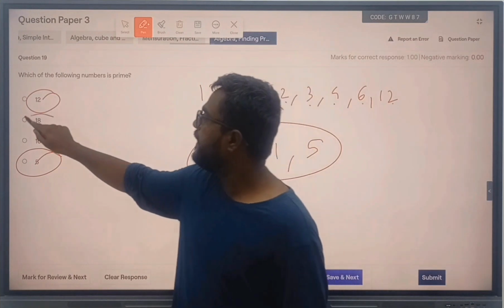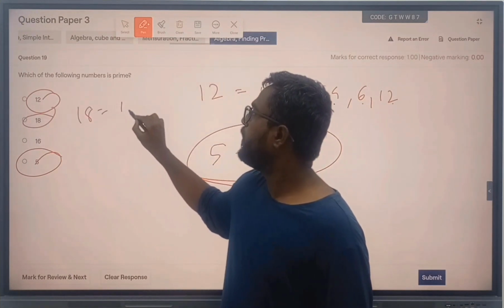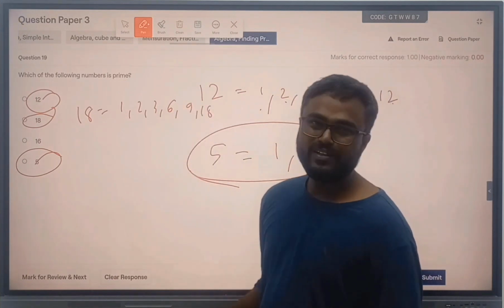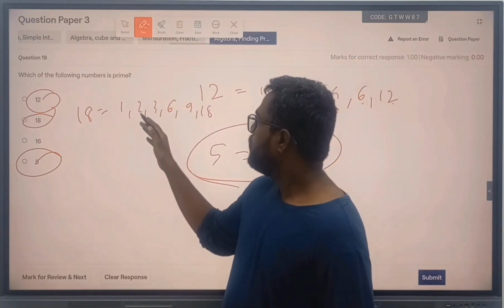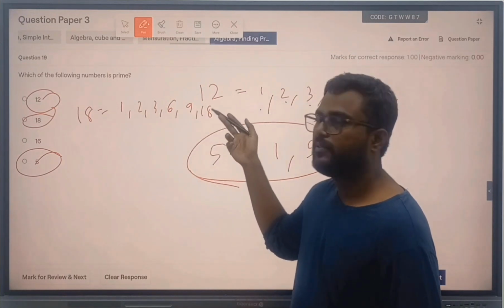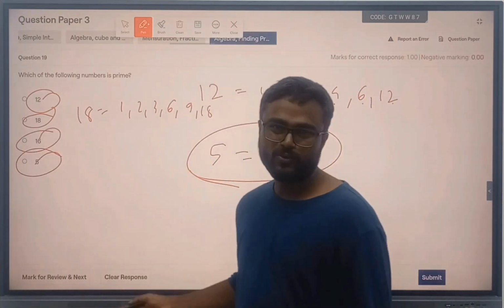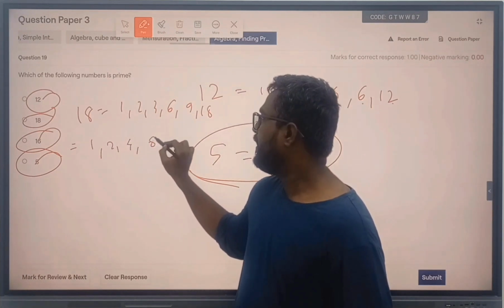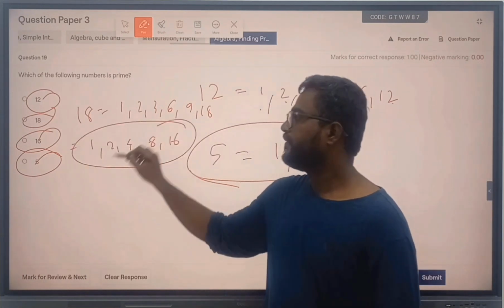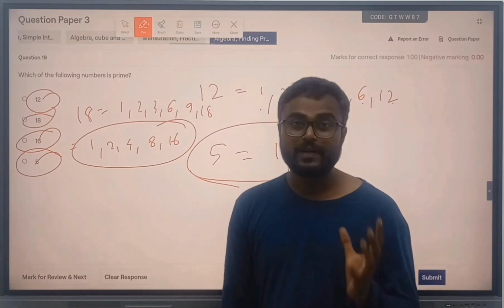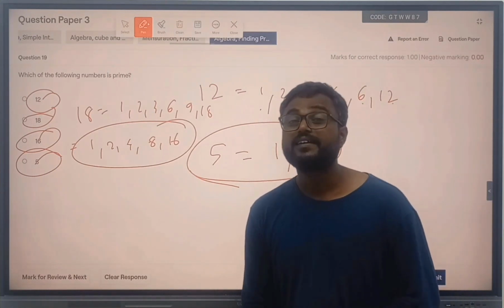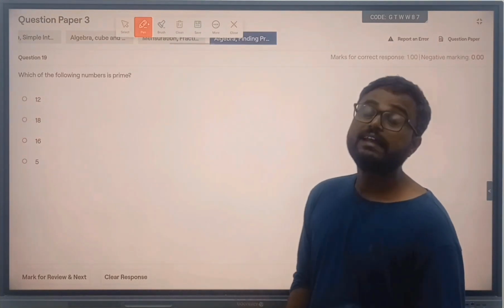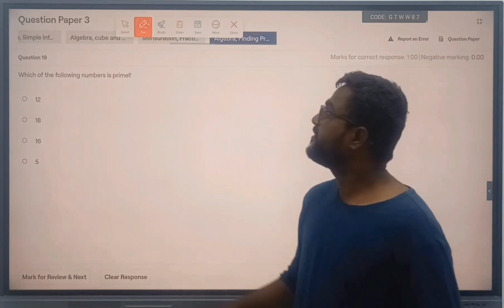If you also observe 18, its factors are 1, 2, 3, 6, 9, and 18. So it has more than 2 factors, so it's a composite number. 16 also has factors like 1, 2, 4, 8, and 16. So see, the basic difference between a prime number and a composite number is the factors of it. Okay. Now, with that understanding, let's move on to the next question.